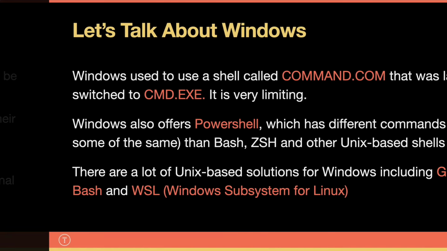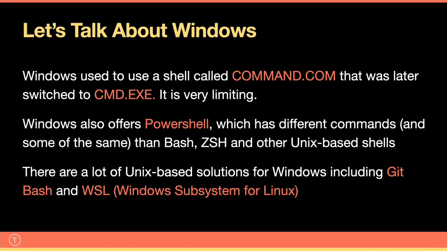All right, now I want to talk a little bit more about Windows, because of course Microsoft has to be difficult with their own proprietary stuff. They've done this for decades. Microsoft created the first OS for the IBM PC. It was called DOS, or Disk Operating System, and it was a command line based system. And it didn't use the Bash shell. It used something called command.com by default.